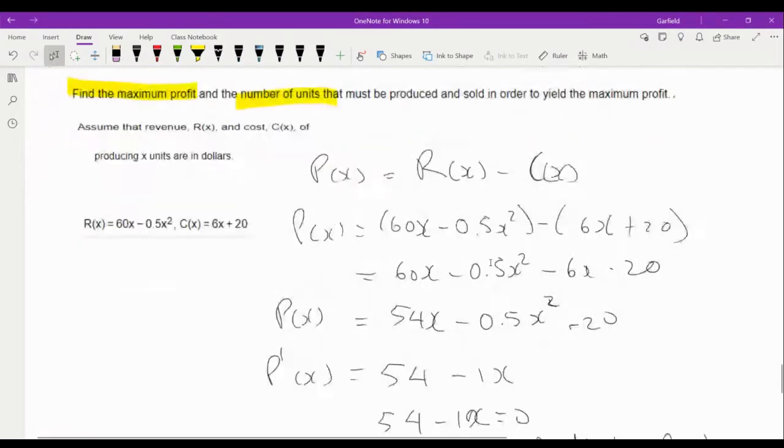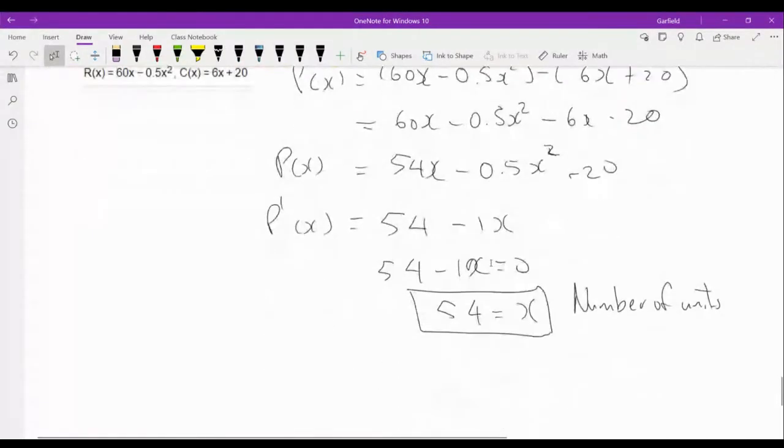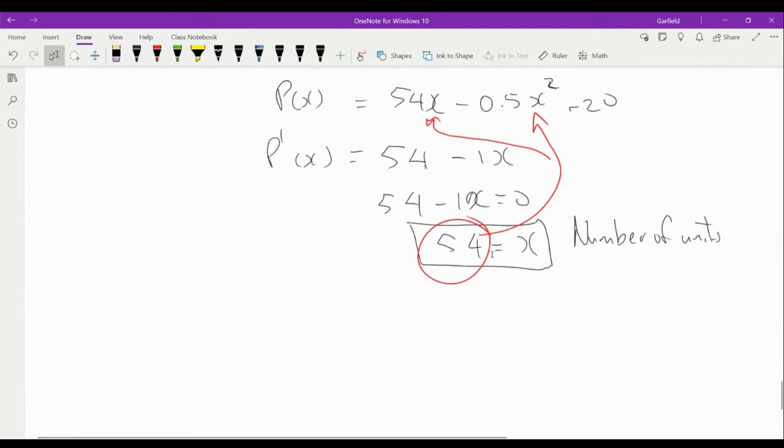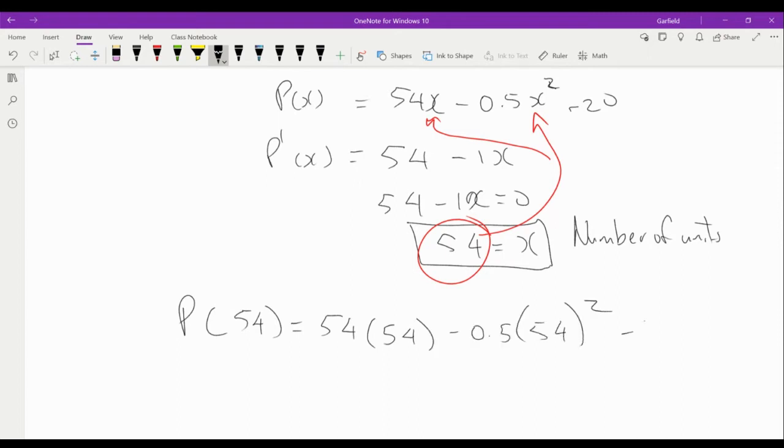So what else did they ask us? Find us the maximum profit. Well, how do we find the maximum profit? We plug this in, right? Because that's a profit function. So we're doing P of 54. So this would be 54 times 54 minus 0.5 times 54 squared minus 20.